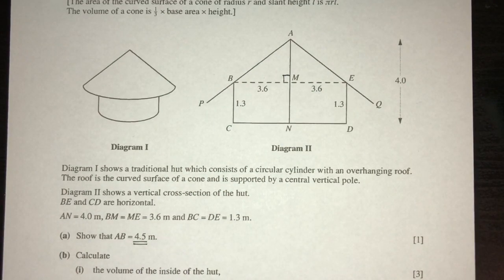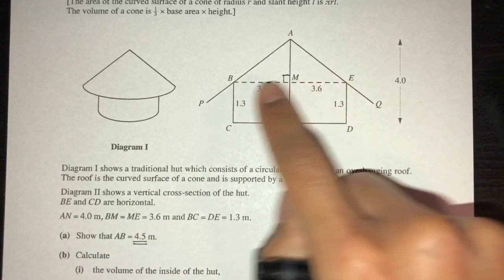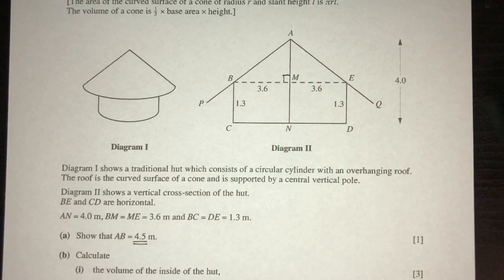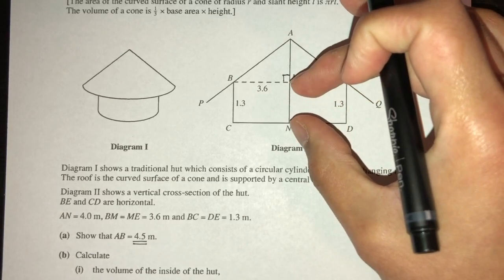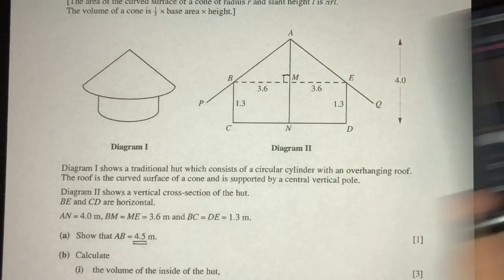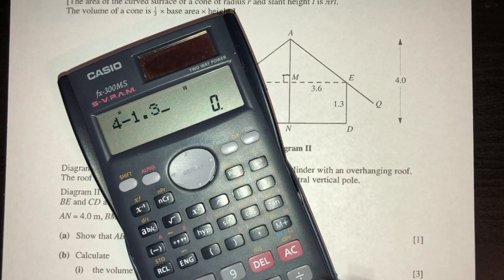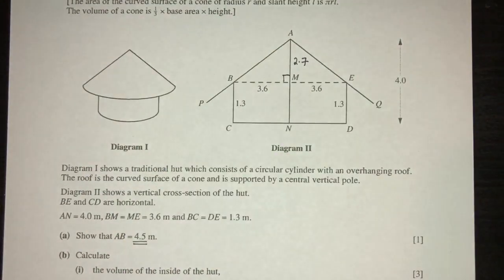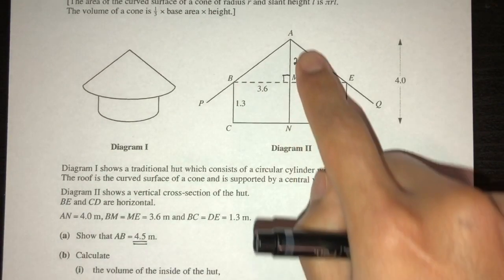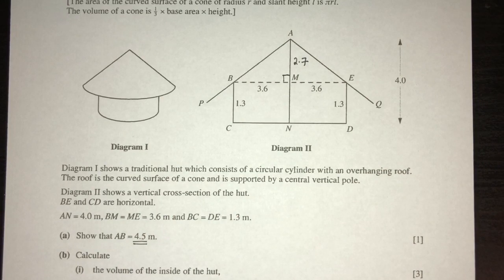Now, you have a right angle triangle. We have A and B as your right angle triangle that you can use to find the side AB. So you realize something here. If this whole length is 4, and if this is 1.3, what is this one? This will be 4 minus 1.3, that will be 2.7. Now we have two sides of this triangle. So AB can be found by using your Pythagoras theorem.